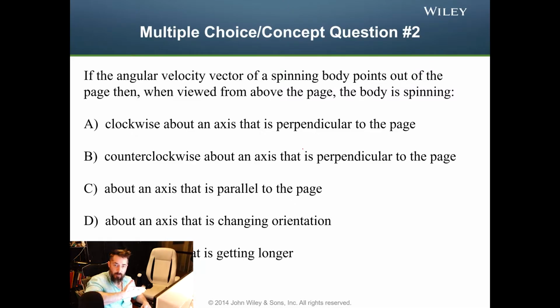So if we did it from, we'll say this is the page, and we curl around this way, which is counterclockwise if you can't see it because it's at a weird angle. So it's spinning counterclockwise. Then my thumb points up. So that is what they're talking about, the pointing out of the page part. So by giving us that information that the body's pointing out of the page, it must be spinning counterclockwise.